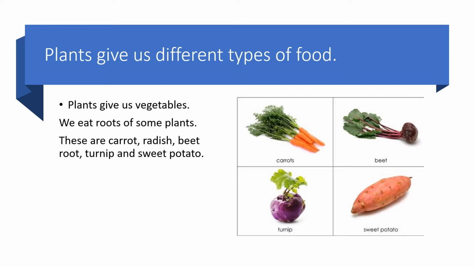Plants give us different types of food. Plants give us vegetables. Yes, can you see the picture here alongside? They are all the vegetables. Not all, some of the vegetables. We eat roots of some plants. These are carrot, radish, beetroot, turnip and sweet potato. Yes, children, these are the roots.